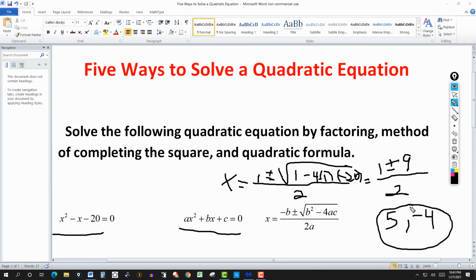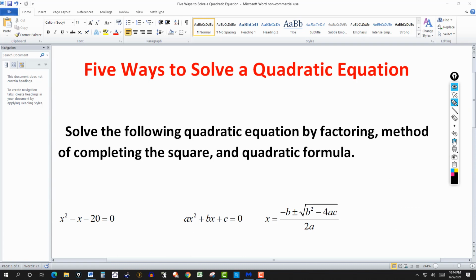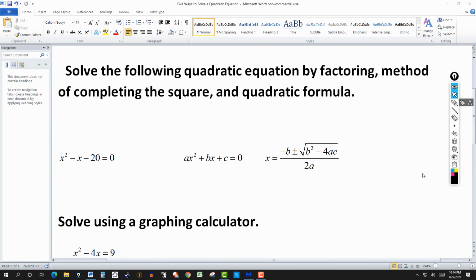Now the last 2 methods are going to involve the graphing calculator. One will involve a standard graphing calculator, which gives you numerical answers. And then on the other one we'll use a CAS calculator. And those are the type that have a computer algebra system, which allows you to give symbolic answers. And I've done some videos like that before using the TI-89.